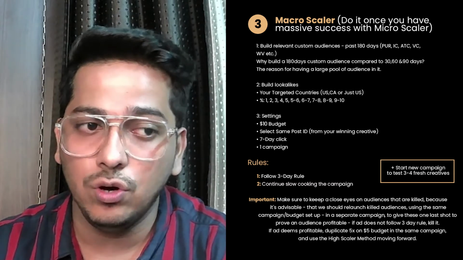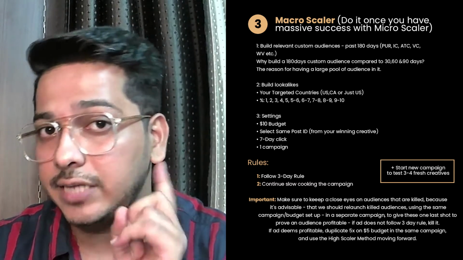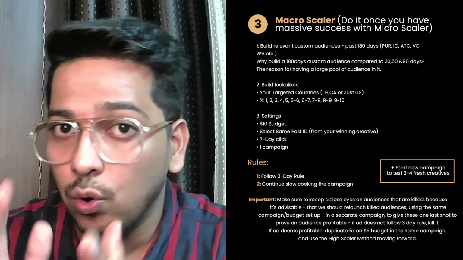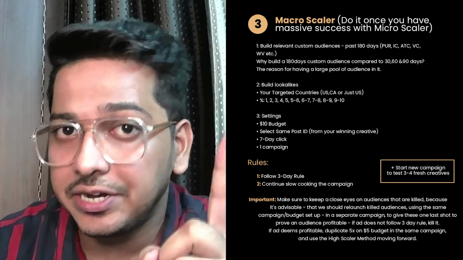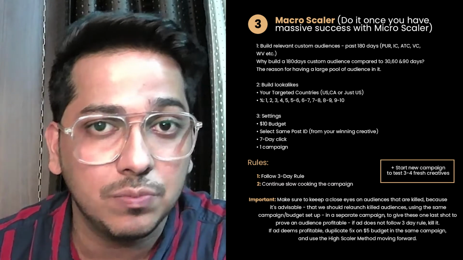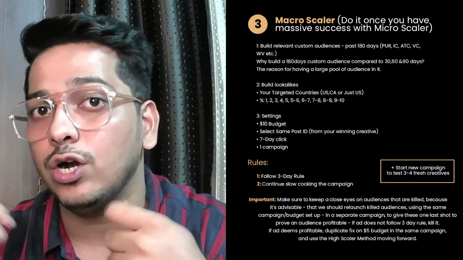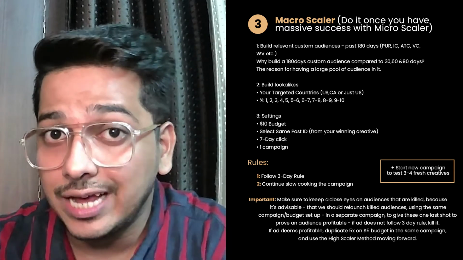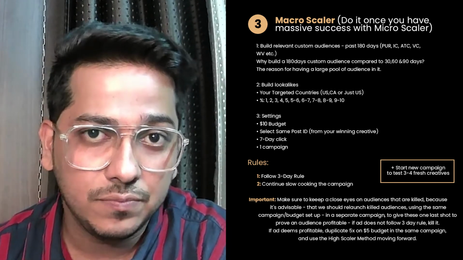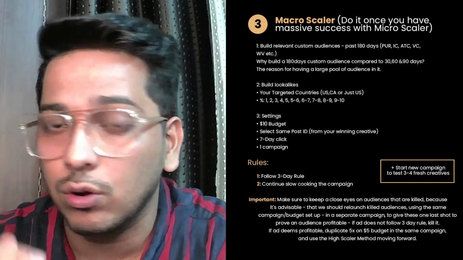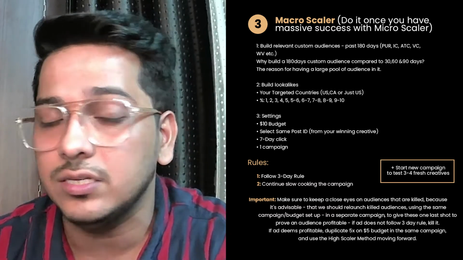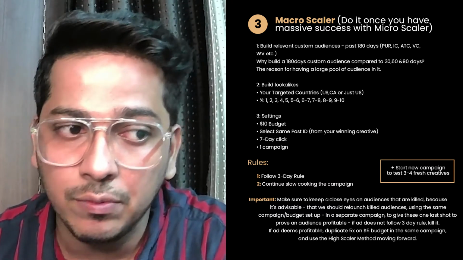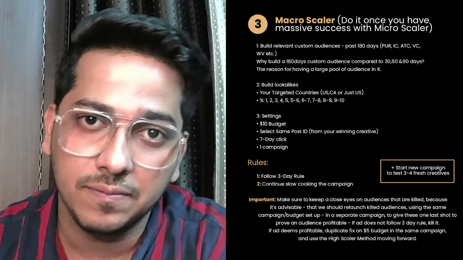The main thing you need to do in the macro scaler is repeat the same process which you did in the micro scaler. The only difference is that at that time you were running on a $1.5 budget for each ad set in order to test lukewarm water, but now you need to test all those particular things that you tested in your micro scaler, and you got to know that yes, these lookalike audiences are getting amazing results for me. Now this is the time to test it on a $10 budget for each ad set.